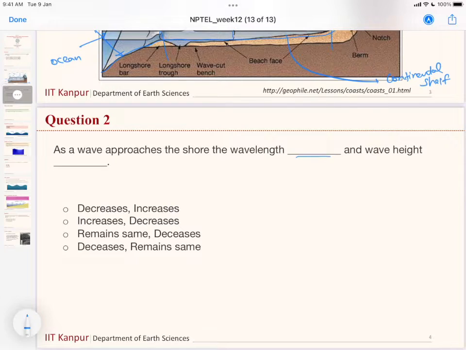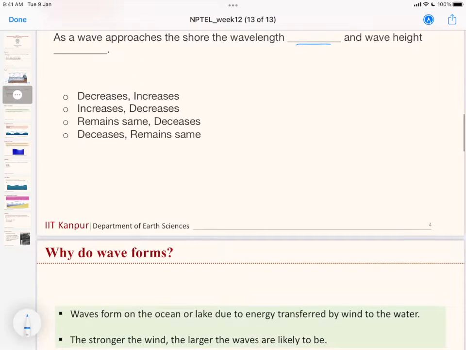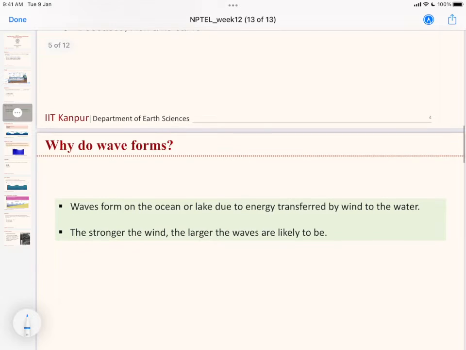So to understand this change in behavior, first let's understand why these waves form. These waves form on the ocean or the lake when there is energy transferred between the wind and the water. Wind has a higher energy, so when the wind transfers its energy to the water, this is how waves form in the water. So the main cause or driving force of these waves on the ocean is the wind.